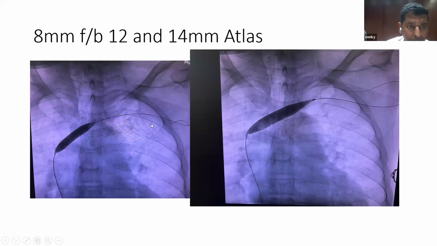We used 8 mm followed by 12 and 14 mm Atlas balloons to open up the lesions. All the balloons effaced completely without any waist. And this is the post-procedure angiogram. You can see the lesion has opened up nicely. I would not say 100%, but the residual stenosis was somewhere around 40% maybe. And the reflux into the jugular slightly reduced.